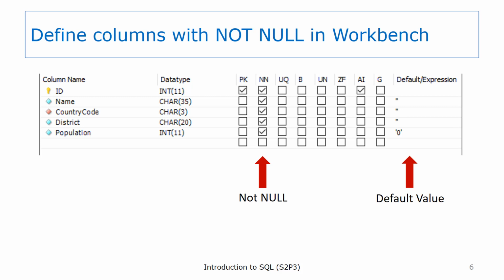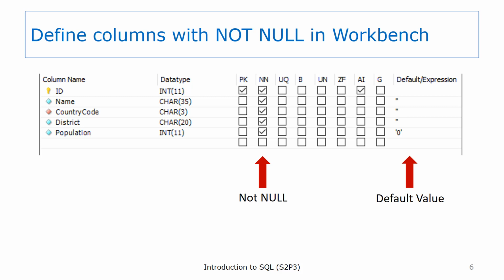Following the checkboxes on the far right, you see the default expression column, where a default value for a column is specified. Usually, when the not null checkbox is checked, you will have a default value. That means when a row of data is inserted into the table, the default value will be assigned to the column if you do not supply a value for the column.